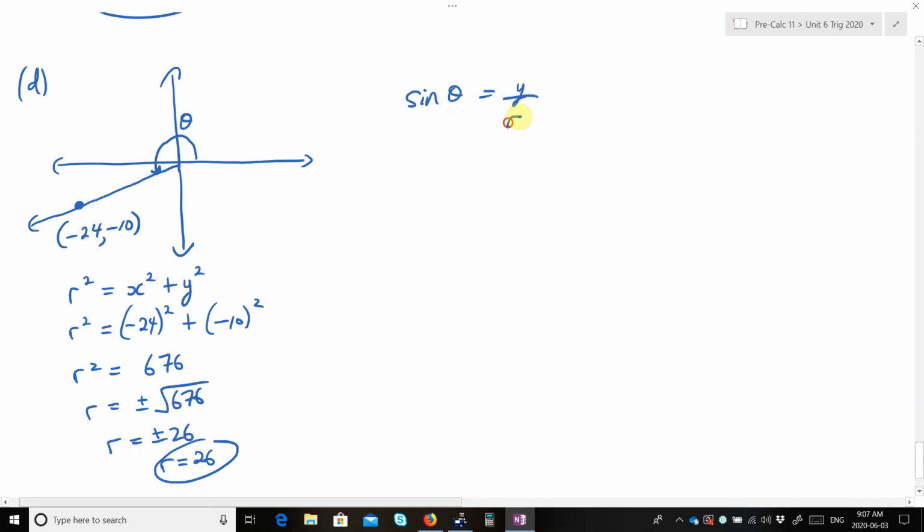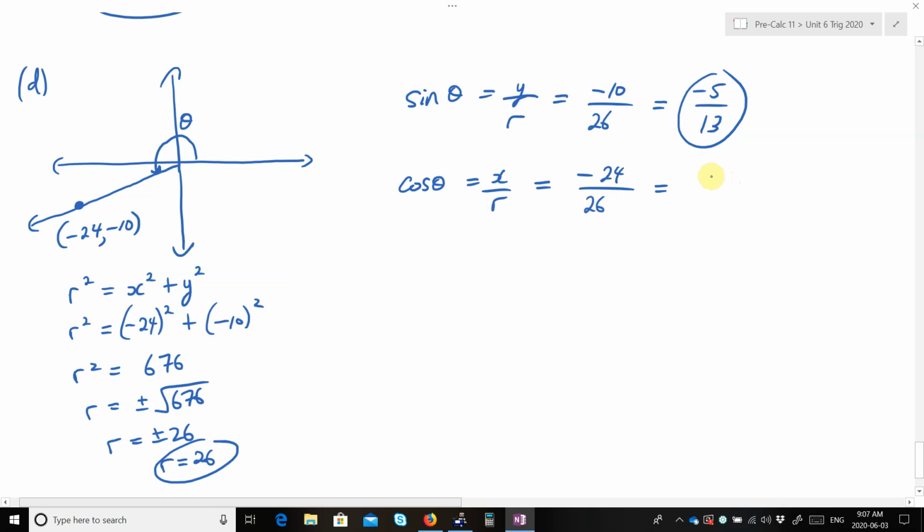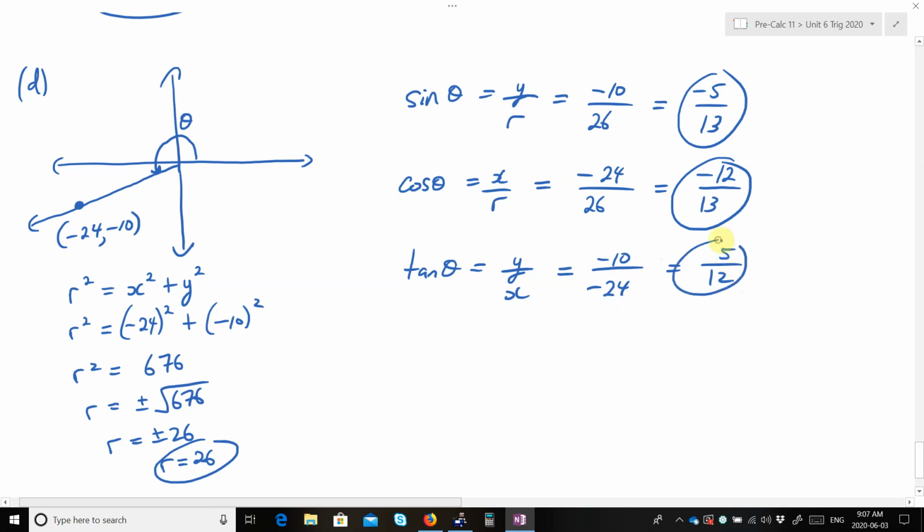Okay, so sine theta is y over r. The y coordinate is negative 10. The r is 26. I guess we could put that in lowest terms. Negative 5 over 13. Cos theta is x over r. The x is negative 24. The r is 26. Divide both top and bottom by 2. And tan theta is y over x, which is negative 10 over negative 24, which is 5 over 12. Okay, perfect. So there's number 5. All right, let's get on to number 6.